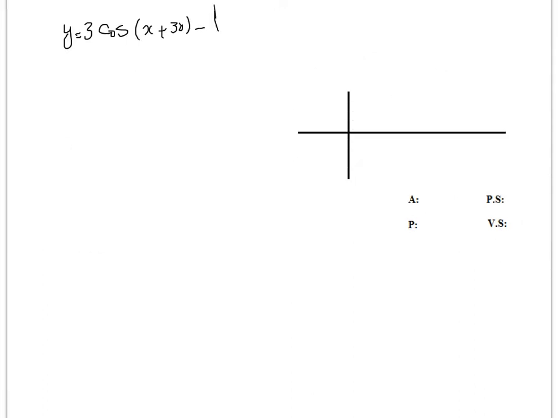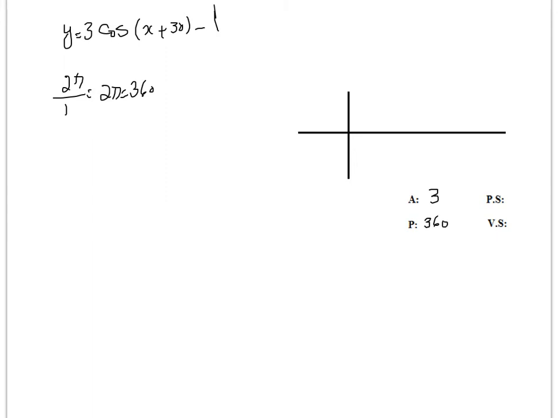Okay, in this example, again, the amplitude, as you can see, is equal to, what is amplitude? 3. The period is 2 pi divided by b. What is b? What is the coefficient of x? 1. So the answer is 2 pi, which is 360. So my period is 360.